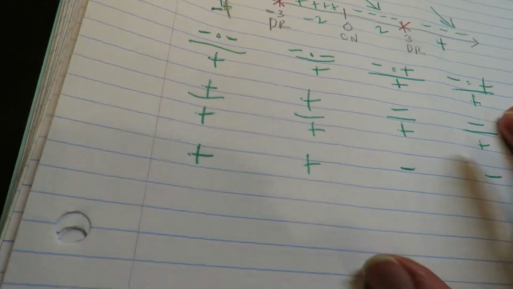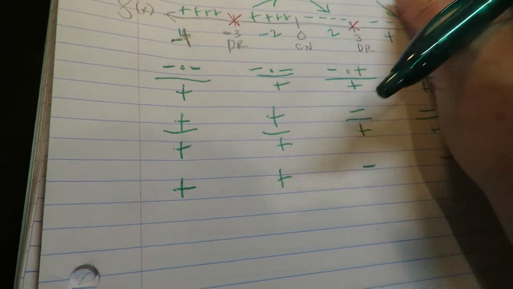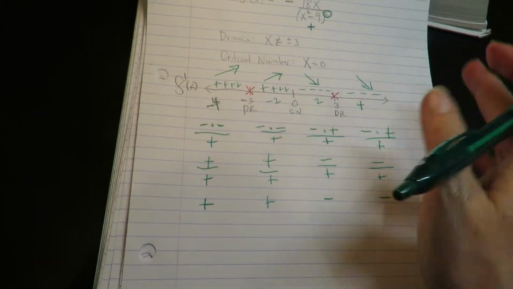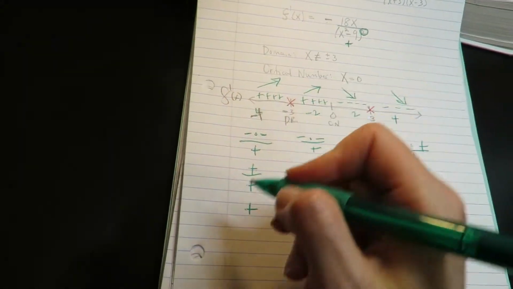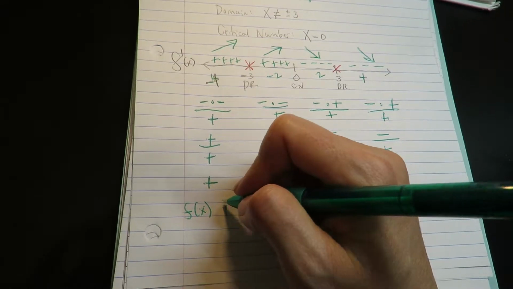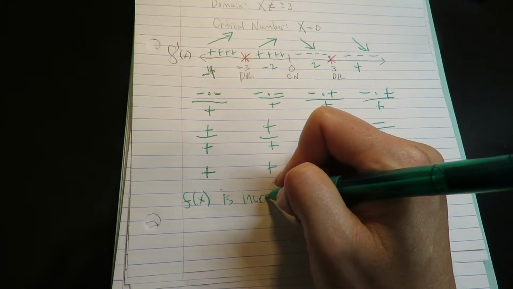All right, so now let's talk about what we just found. So we found where the function is increasing or decreasing. So the derivative talks about the behavior of the original function. So f of x is, let's start with increasing.